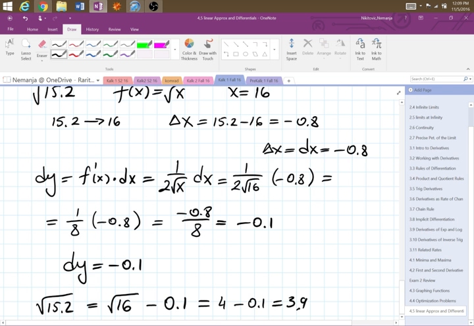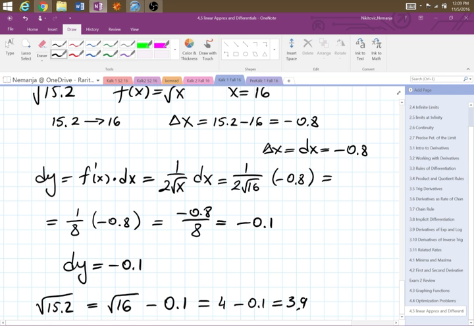We have to find the square root of 15.2. We know that the function is square root of x. The easy number to compute close to 15.2 is 16. Right? So we are going to change 15.2 into 16. Which means that the change in x is 15.2 minus 16 equals negative 0.8. So that's the change. And I have the change in x, delta x and dx is the same thing, negative 0.8.